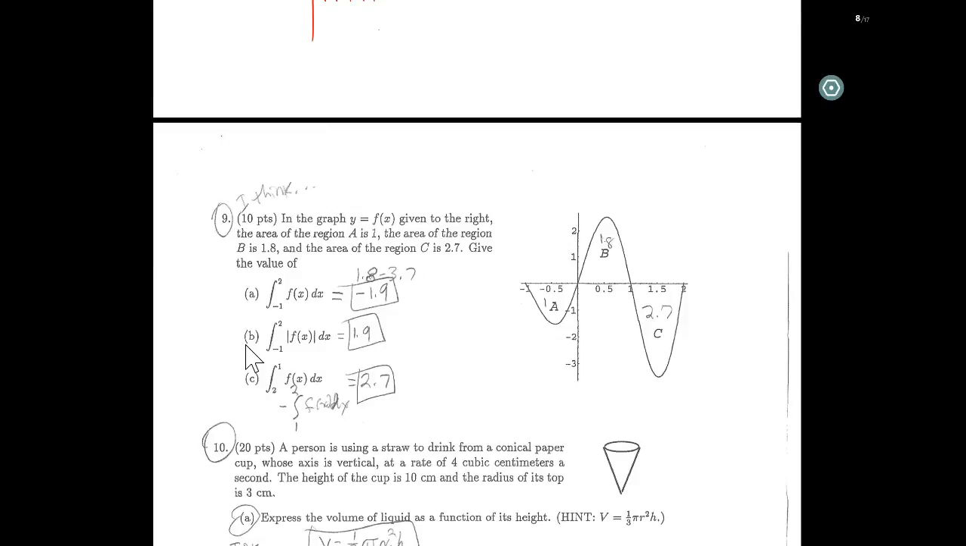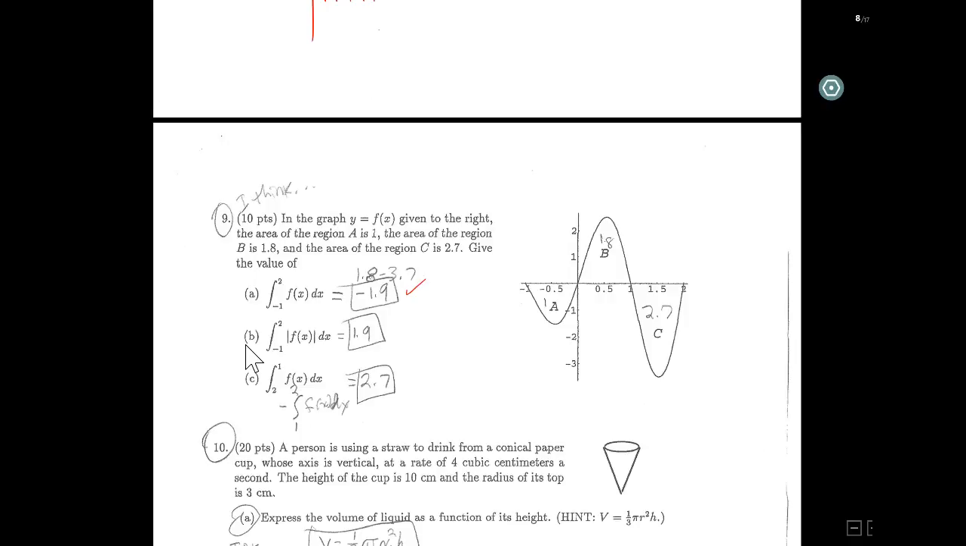In the graph to the right, the area of region A is 1, the area of region B is 1.8, and the area of region C is 2.7. Give the value. So let's see, negative 1 to 2. Anything below the curve is going to be negative. So it's going to be negative 1 plus 1.8 minus 2.7, negative 1.9.